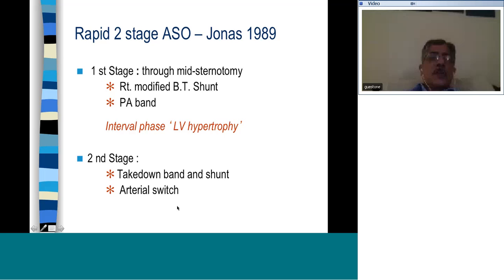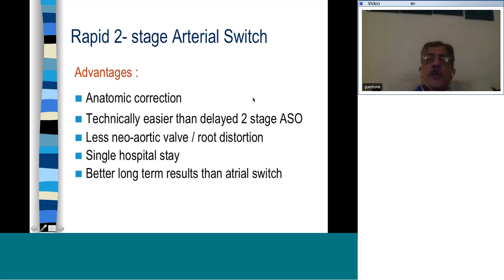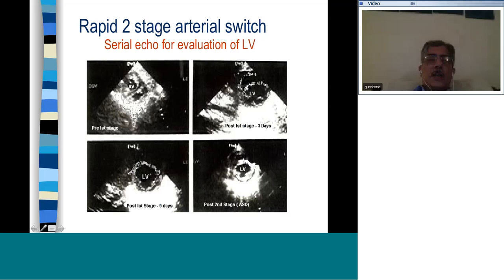So this is what happens with the regressed left ventricle. You place the band, and then the left ventricle, because of the afterload increase, actually dilates. But here, the wall is still thin, so the ventricle dilates more than normal. But in that period, the hypertrophy process of the ventricle starts, and after 7 to 9 days, the ventricle actually hypertrophies, the ventricular volume comes down a bit, and then when you do the arterial switch at this stage, the ventricle very rapidly normalizes both in volume as well as shape. So that is the principle of the rapid two-stage arterial switch operation.